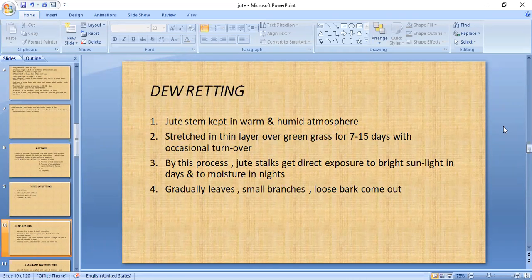In third step, by this process, jute stalks get direct exposure to bright sunlight in days and to moisture in nights, because we are having humid atmosphere. So in the day it is exposed to sunlight, and in the night it is exposed to moisture. So gradually leaves, small branches, loose bark come out.